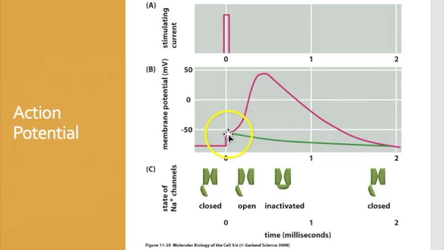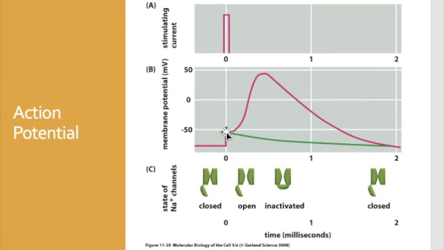Now, this stimulus has to be strong enough to hit what we call threshold or threshold potential, which is approximately minus 40 millivolts. If we hit that threshold, an action potential is going to occur. If we don't hit that threshold, this is going to occur, this green line. We're going to go up a little bit, a little more positive in the membrane potential, but then we're just going to go right back down to resting membrane potential.